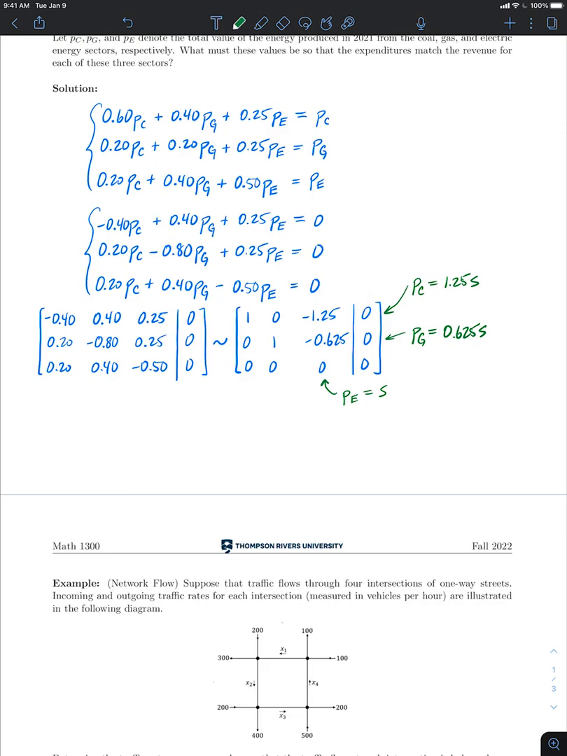I'm encouraging you to pause the video and do this carefully, right? Write out this equation. What are you going to get? You're going to get P sub G minus 0.65 P sub E is equal to 0. Solve that for P sub G and plug in your parameter. Same thing over here, right? You're going to end up with P sub C minus 1.25 P sub E is equal to 0. Solve that for P sub C and plug in your parameter. And you'll see that this is what you get. And this allows you to put together the final solution.